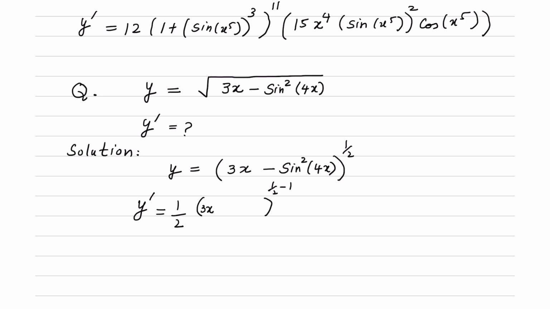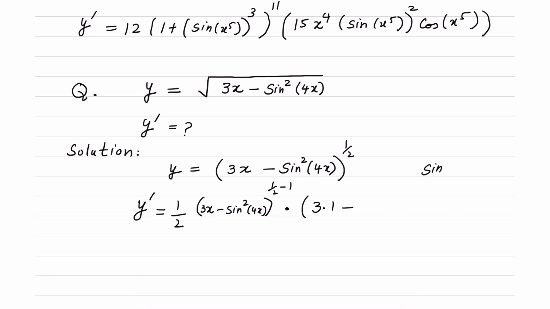Inside expression is 3x minus sine square 4x. After applying the power rule, whatever is the term inside the whole power, you calculate its derivative. So the inside term is 3x minus sine square 4x. First, the derivative of 3x: the constant is as it is, and the derivative of x is 1, minus sine square 4x. This square can also be taken as the whole power.